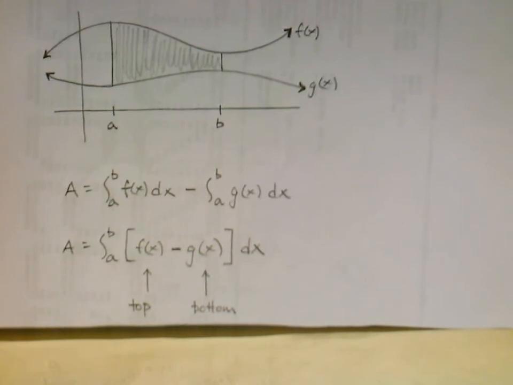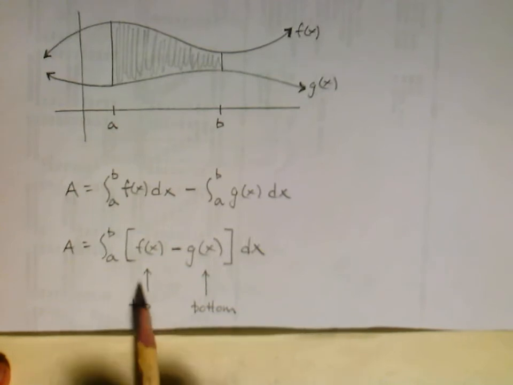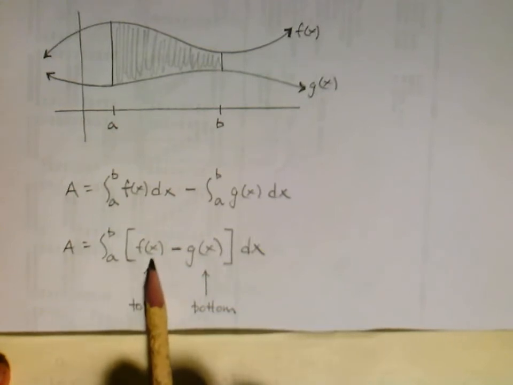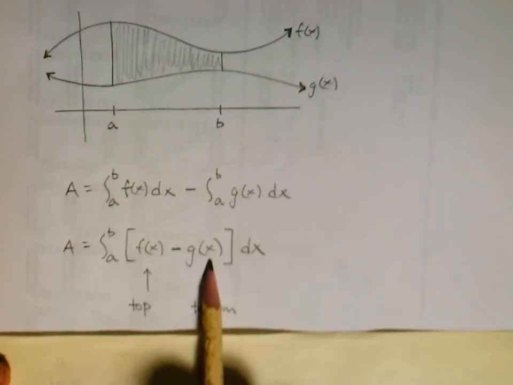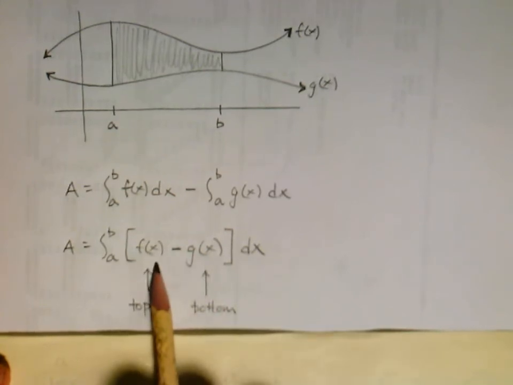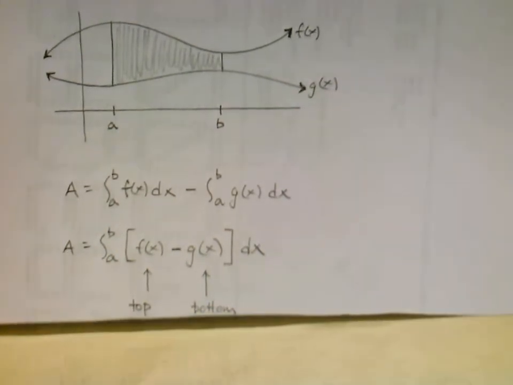All right. One thing to be absolutely certain of when you're setting these up is that you put the function that's on top in the first position and the function on bottom in the second position. So top minus bottom. Top minus bottom. All right, for obvious reasons, you got to do that.